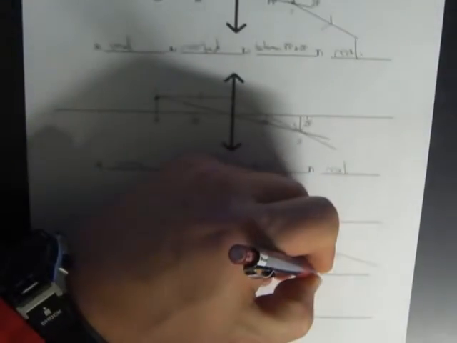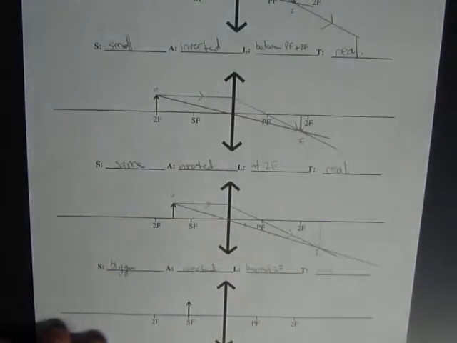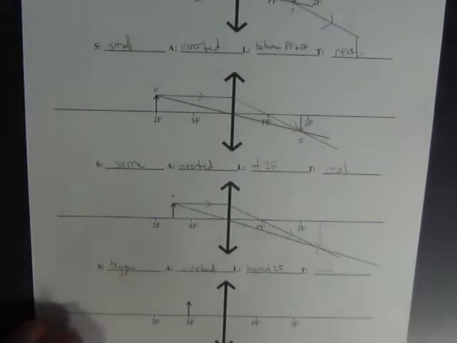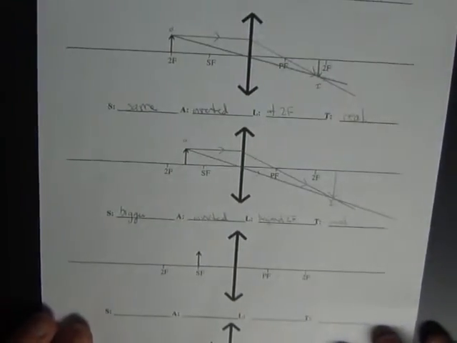And what type is this? Lucas, what type is it? Real. It's real. It's on the opposite side. It could go on a screen. It'd be really big and upside down. What's it called when it's not on the other side? Virtual. It's not real. It's virtual. Okay.